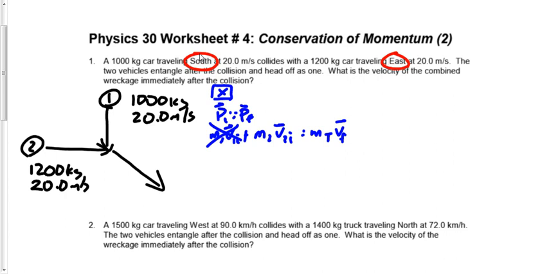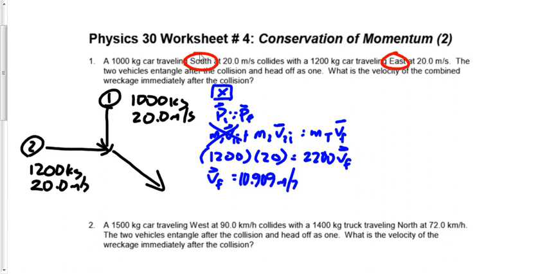M2 times V2I, well, we're going to say that's 1,200 times 20, right? The whole 20 is x-axis here. Mass total is 2,200 times VF. We're going to solve for VF there for the x component. And when I do, it gives me a value of, I think, 10.909.